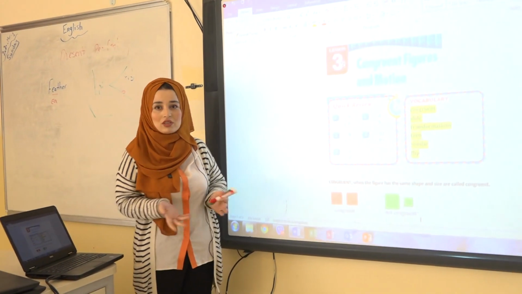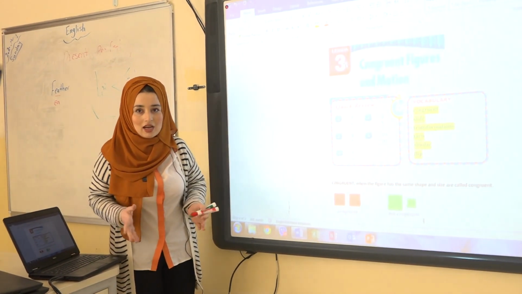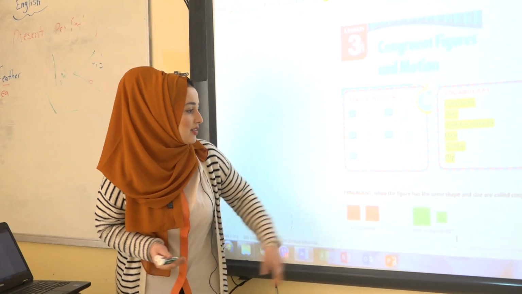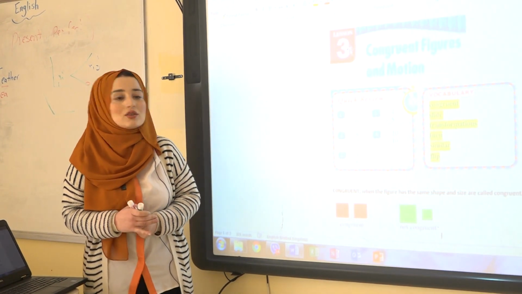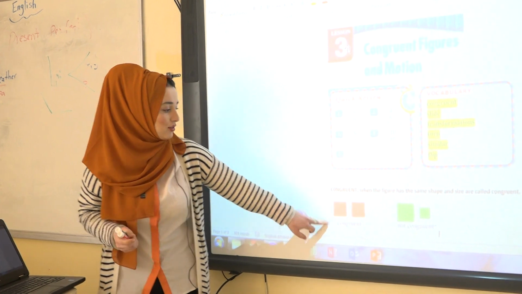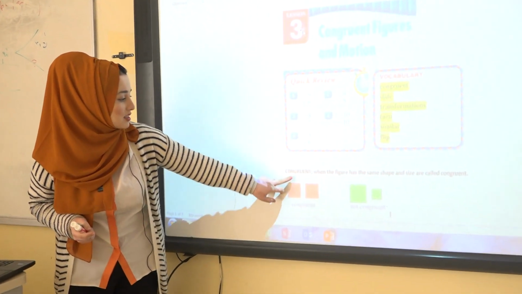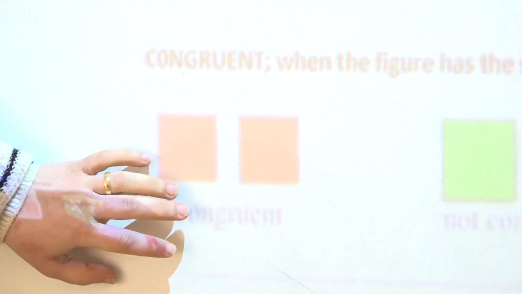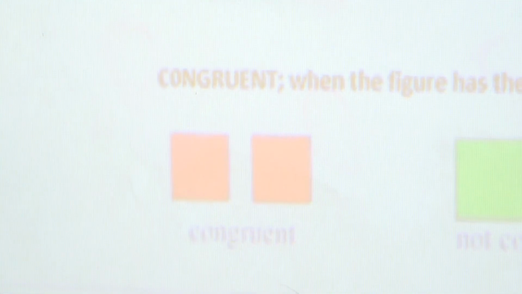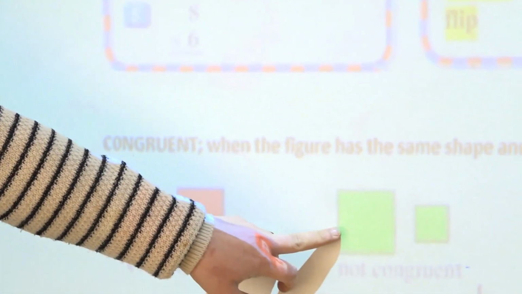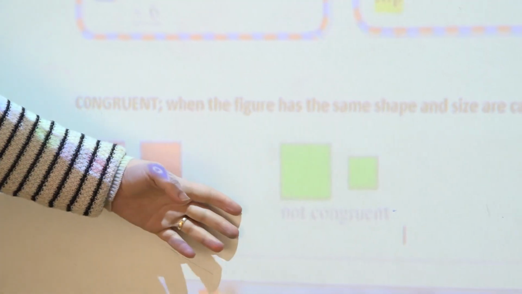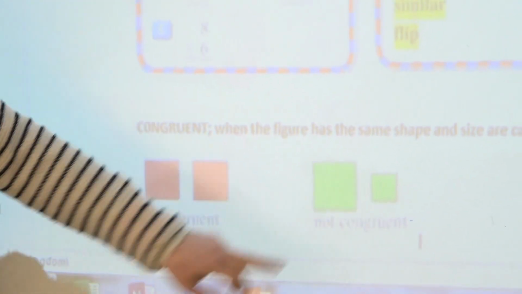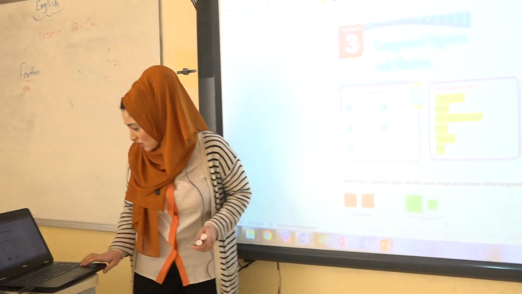The first thing we talk about is congruent figures. What does congruent figure mean? When we have figures that have the same shape and size, this is called congruent. For example, look at this photo. This is congruent. Why? Because we have the same shape, this square, and the same size. This is called a congruent figure. For example, this one is not congruent. Why? Because they have the same shape, that's okay, but not the same size. So that's not congruent.